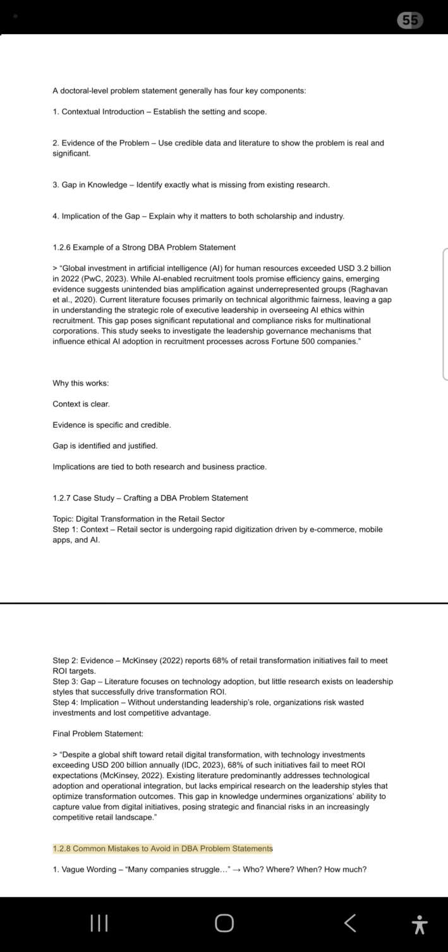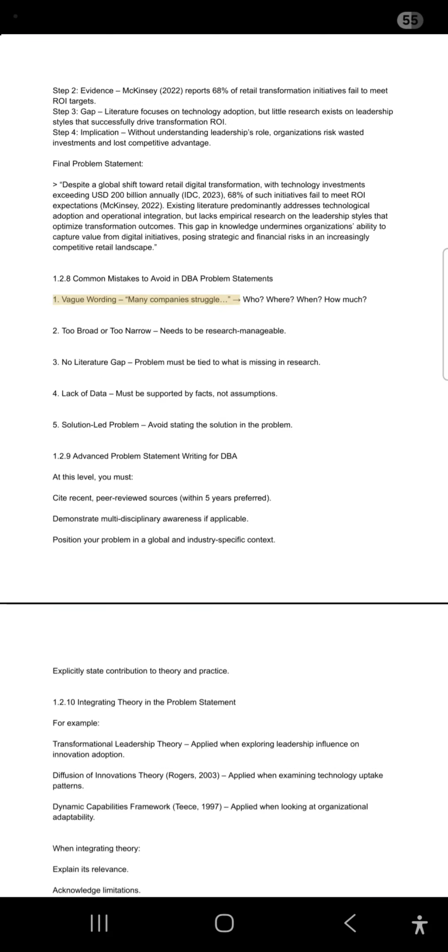1.2.8 Common mistakes to avoid in DBA problem statements. 1. Vague wording. "Many companies struggle." Instead: who, where, when, how much. 2. Too broad or too narrow. Needs to be research manageable. 3. No literature gap. The problem must be tied to what is missing in research. 4. Lack of data. It must be supported by facts, not assumptions. 5. Solution-led problem. Avoid stating the solution in the problem.